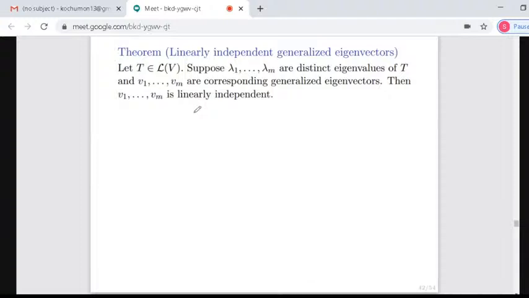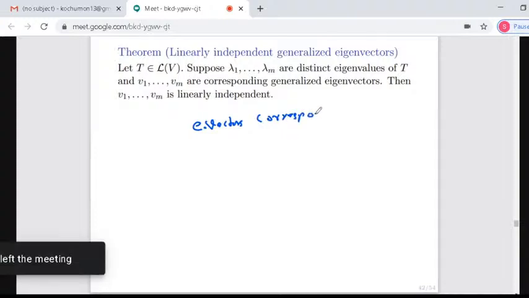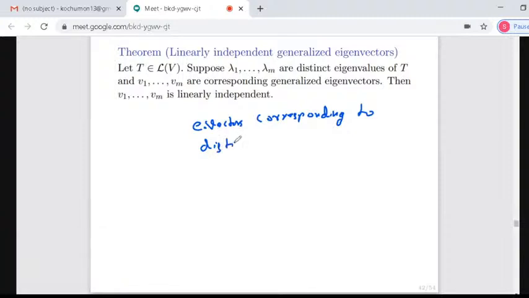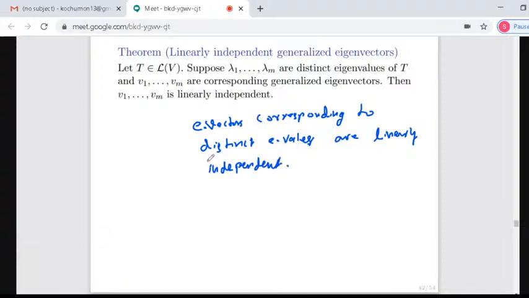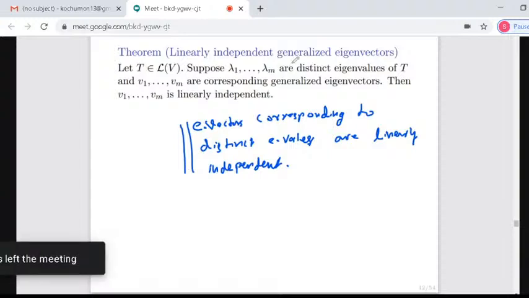You know that the eigenvectors corresponding to distinct eigenvalues are linearly independent. This you know. Now this is the analogous fact for generalized eigenvectors.